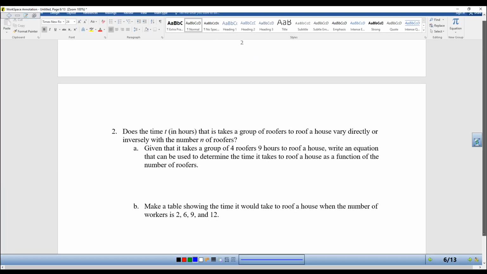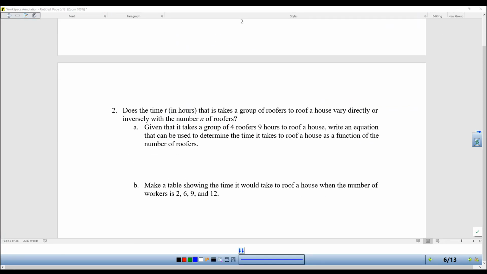Number 2, does the time that it takes a group of roofers to roof a house vary directly or inversely with the number of roofers? So before you even start, just think about that. If you have more roofers, is it going to take more time to do the job or less time to do the job? So if you only have one person up there roofing, it's going to take a long time. But if he gets 4 or 5 buddies to help him, they might be able to do it faster. So we're looking at inversely here.